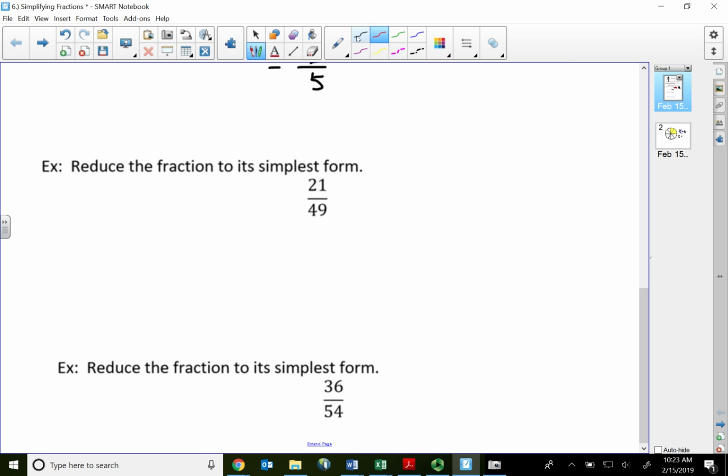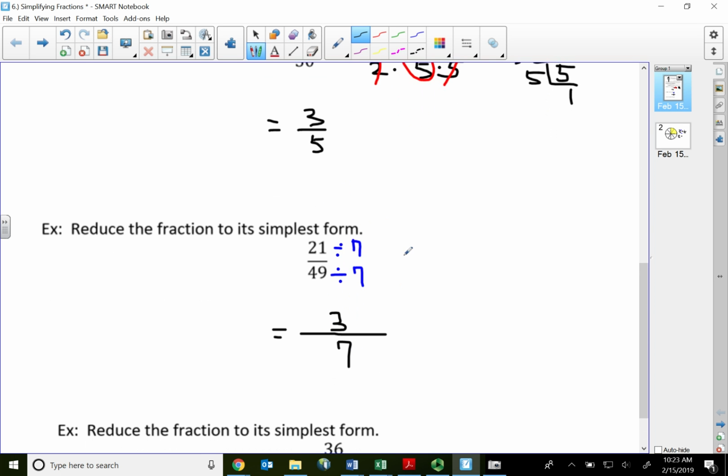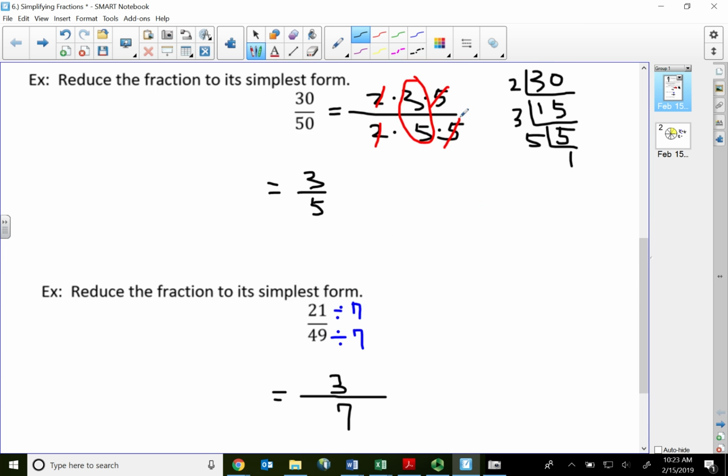All right, let's try another example. 21 over 49. So if you know your multiplication table pretty well, you know 21 and 49 can both be reduced by 7. All right, so that will give me 3 over 7 as a final answer. If you want to use a prime number approach, in other words, you want to write them all out as prime numbers and then reduce that way, you can.